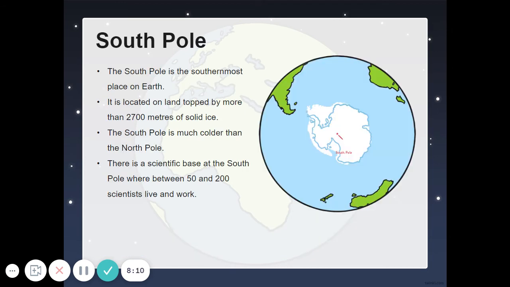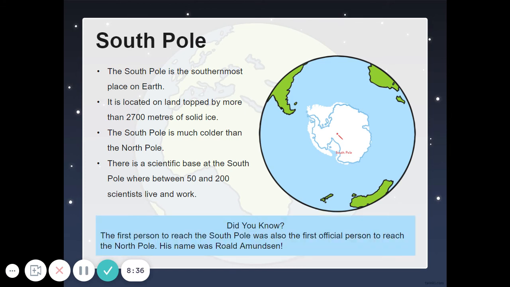And the South Pole. So the South Pole is the southernmost place on Earth. It is located on land topped by more than 2,700 meters of solid ice. The South Pole is much colder than the North Pole. There is a scientific base at the South Pole where between 50 and 200 scientists live and work. Did you know that the first person to reach the South Pole was also the first official person to reach the North Pole? His name was Roald Amundsen.